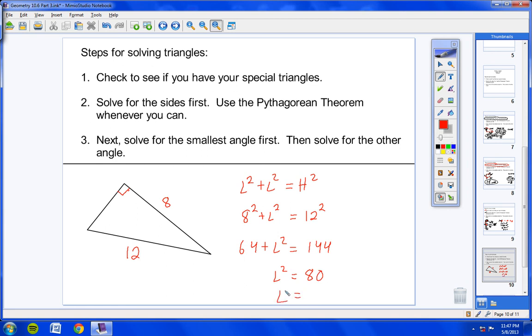And then take the square root of both sides. So the square root of 80 would be 8.9. So there we go. There's your other leg, 8.9.